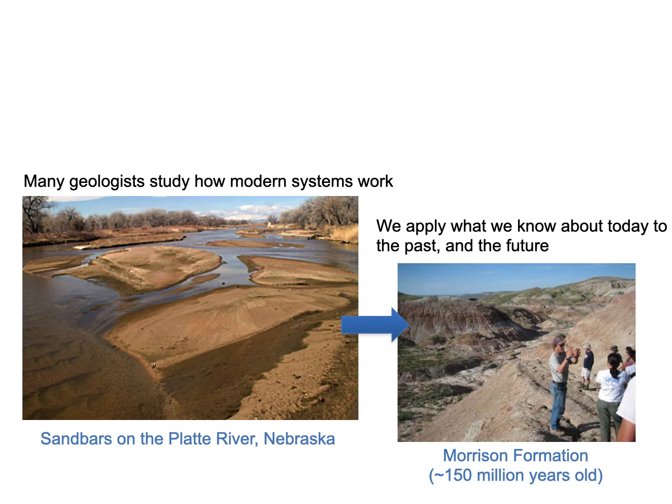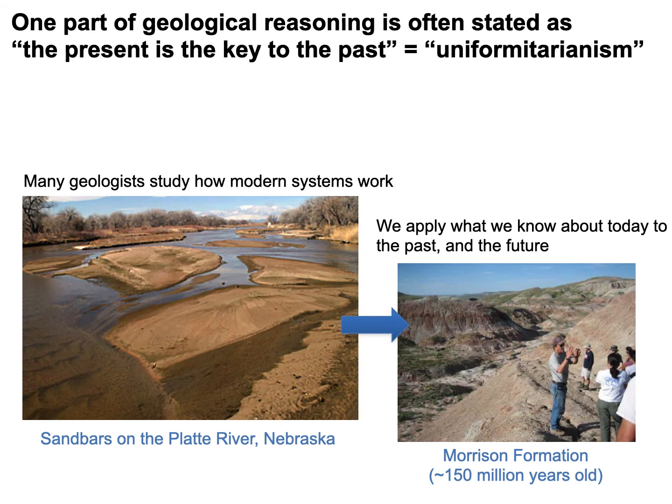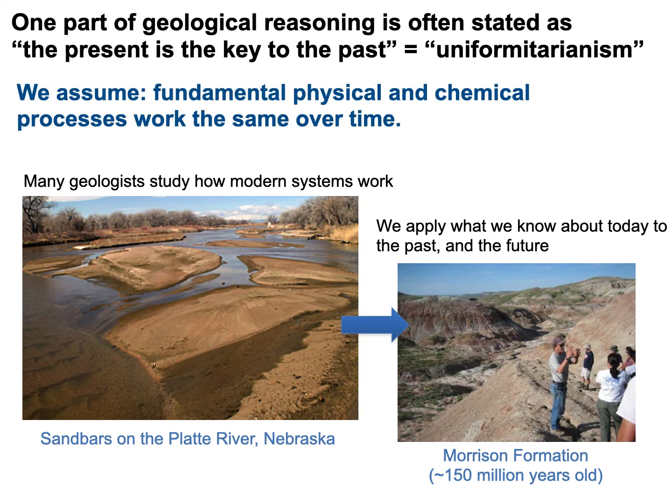Geologists are able to make these connections because we rely on our field's close relationships with other sciences. We are able to assume that fundamental physical and chemical processes work the same over time. This principle is constantly tested to make sure it's really true, and we call it uniformitarianism, that some things can be considered uniform or the same over time.